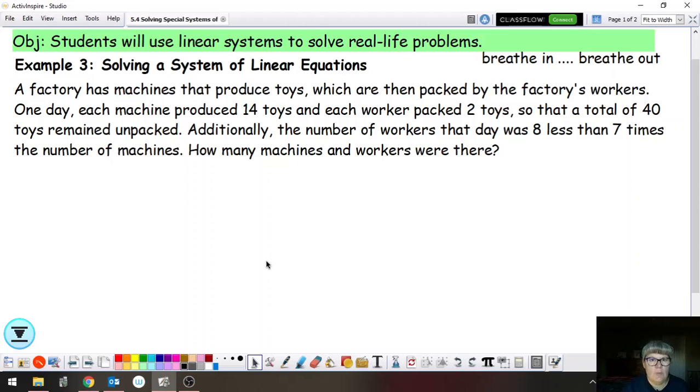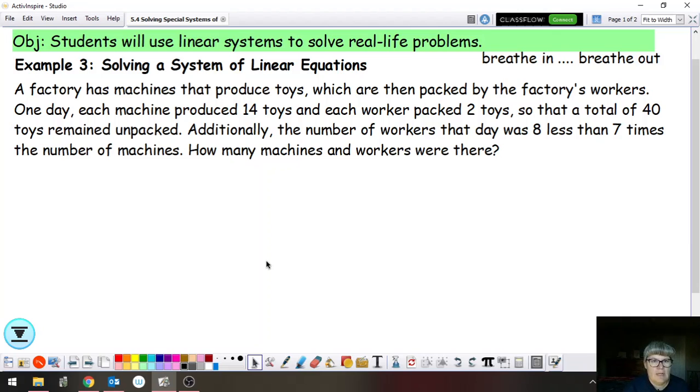Hello, it's Mrs. Carpel. We're back taking another look at examples from section 5.4, solving special systems of linear equations. The focus today is going to be on our word problems or application problems. So let's take a look at our first example.